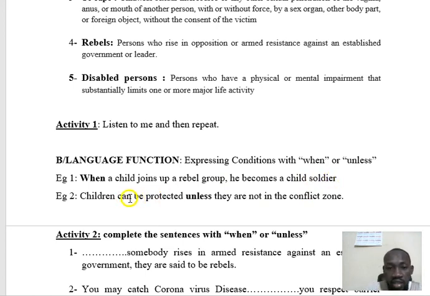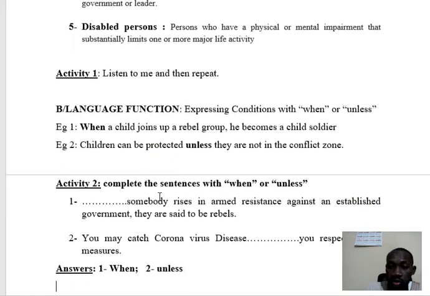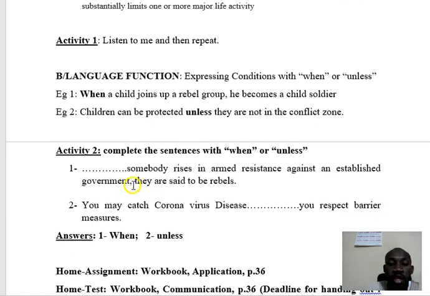The second thing is that children can be protected unless they are in the conflict zone, right? Here we're talking about the protection of children. So they can be protected unless, okay? It means that for the children to be protected, they should not be in the conflict zone. This is the condition, right? Okay, thank you. And let's do this activity for me to make sure that you have understood the class.